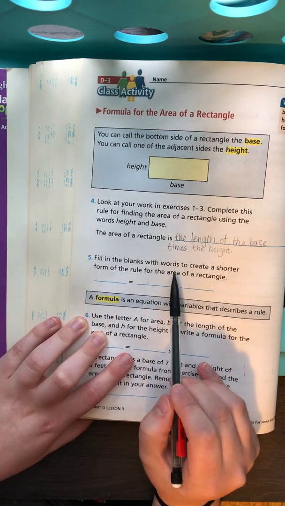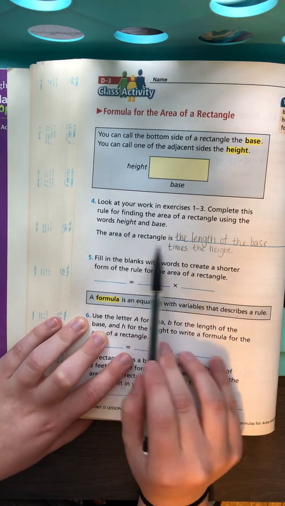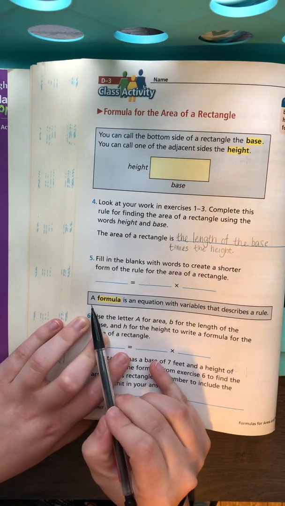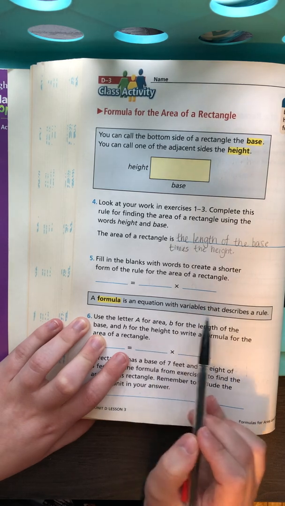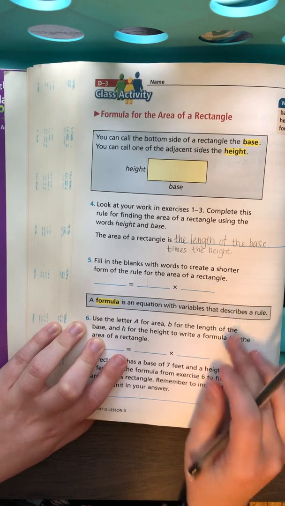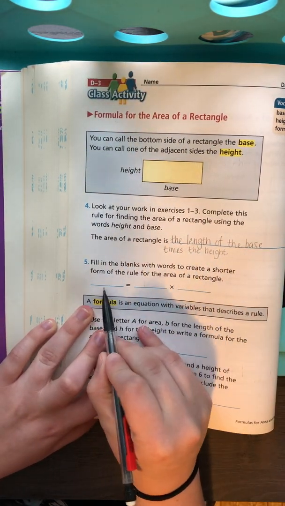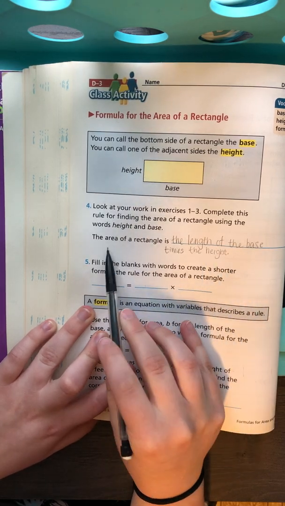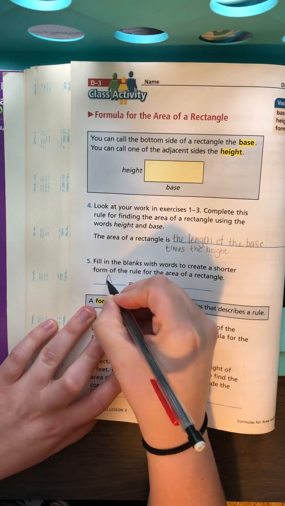Fill in the blanks with words to create a shorter form of the rule for the area of the rectangle. So instead of writing all this out, we're just going to create a formula. And it tells us down here, a formula is an equation with variables that describe a rule. Variables mean letters that represent numbers. So here we go. We have blank equals blank times blank. So the area, we're going to use a capital A for our area.